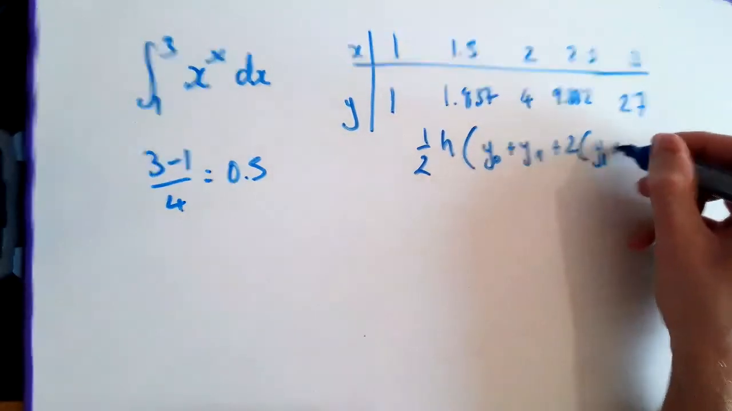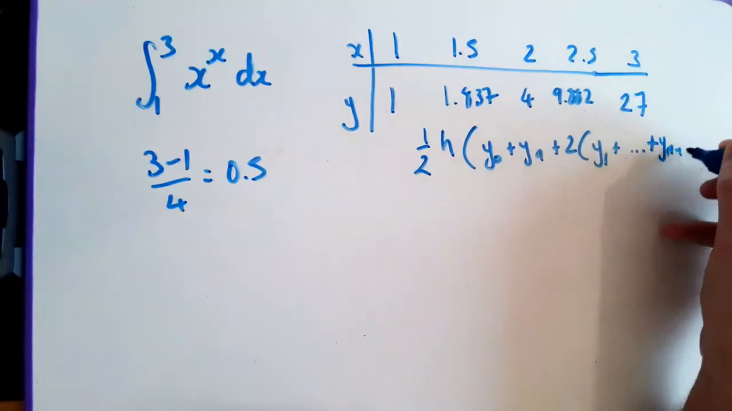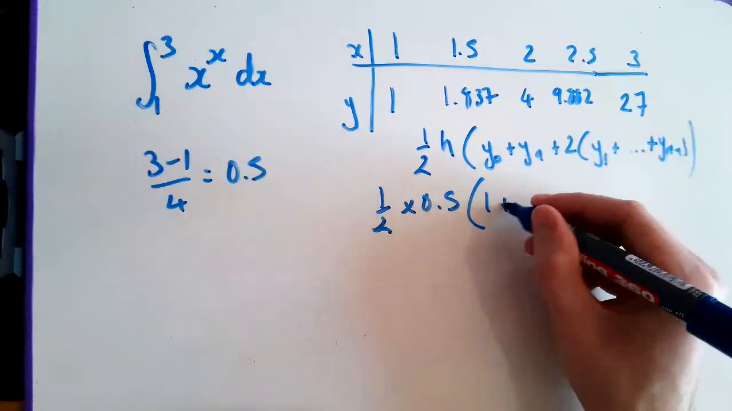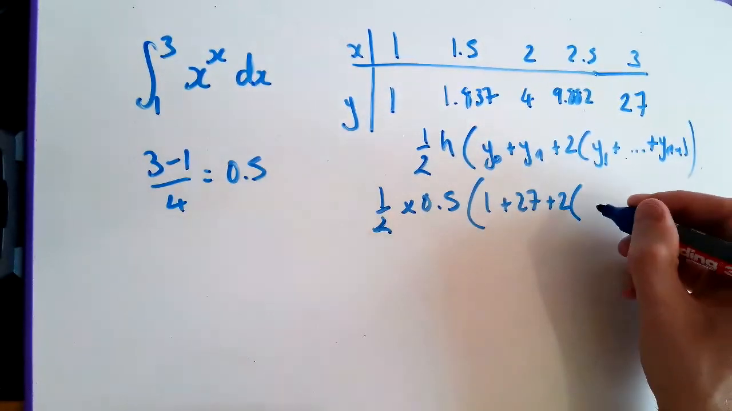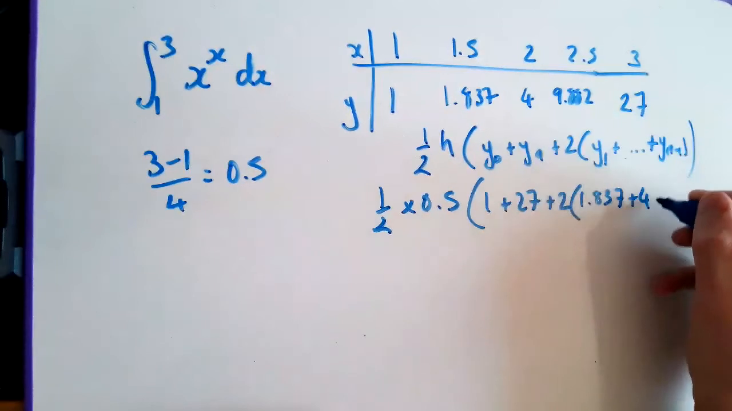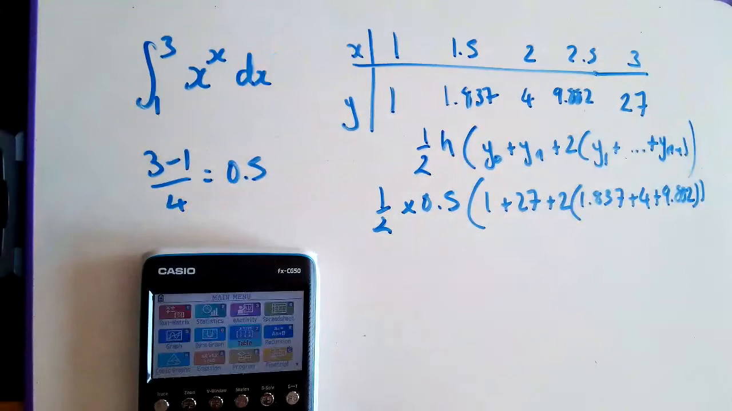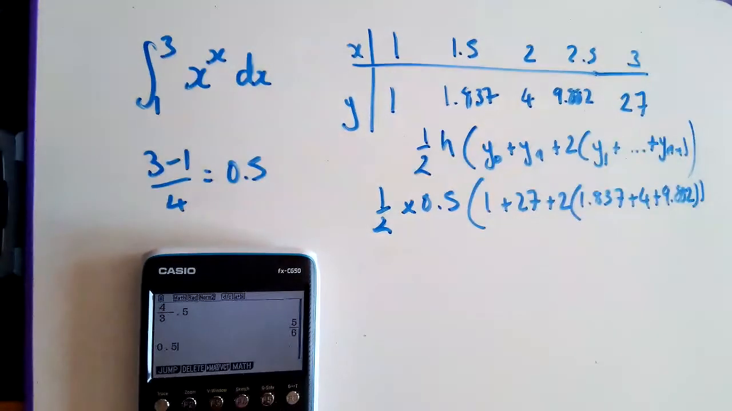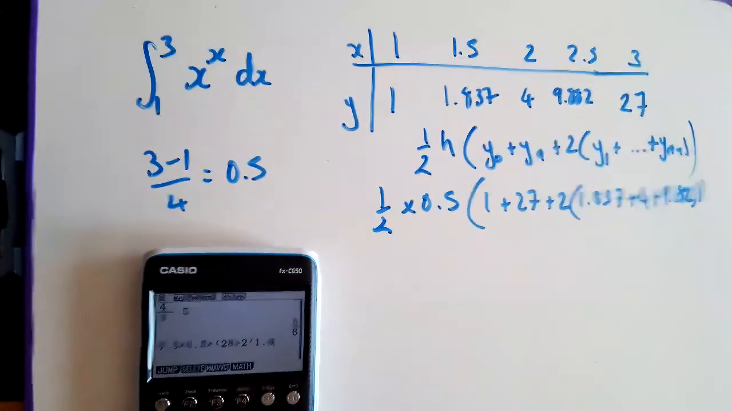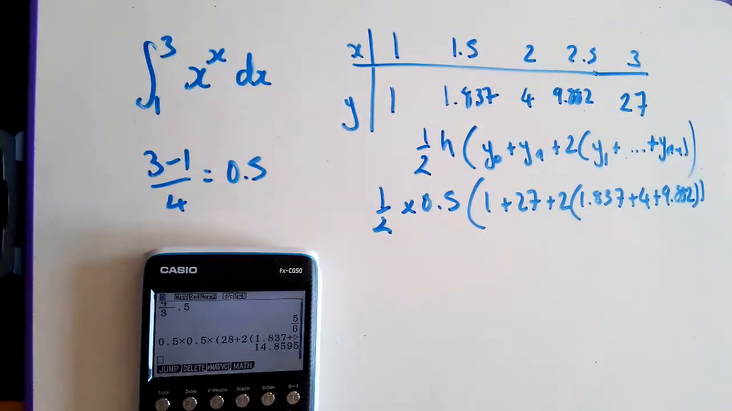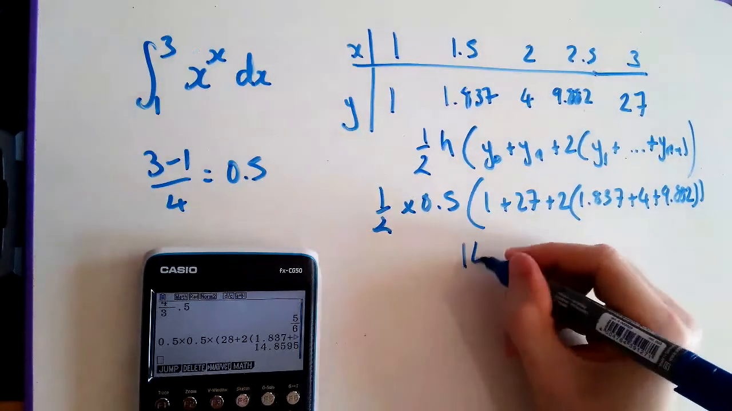Then I'm going to use the trapezium rule, which is half h times (y0 plus yn plus 2 times the rest, so y1 up to yn minus 1). So half times 0.5 times 1 plus 27, 2 lots of the rest. I'm going to type that into the calculator. So 0.5 times 0.5 times 28, plus 2 lots of (1.837, 4, 9.882), close both brackets, we get 14.8595, and it wants 2 decimal places, so 14.86.